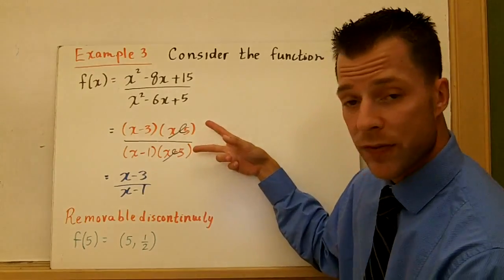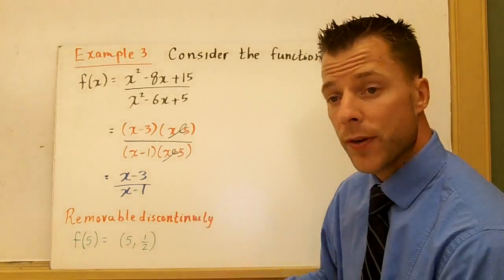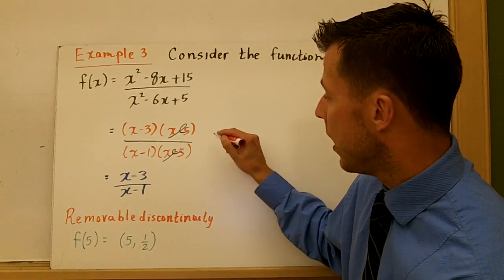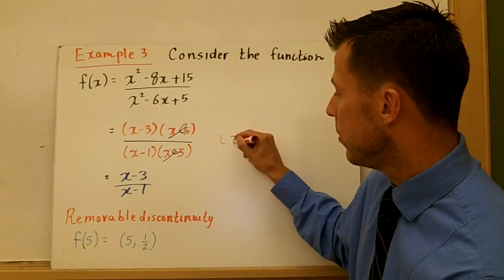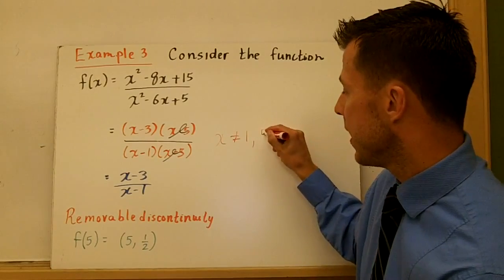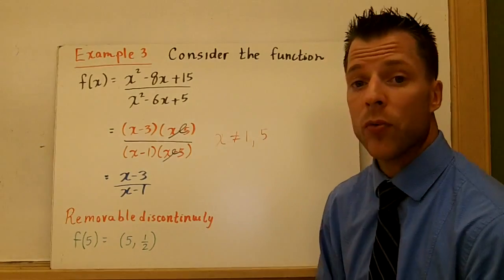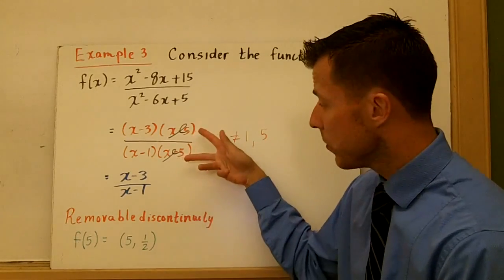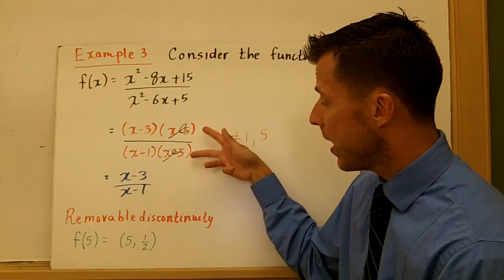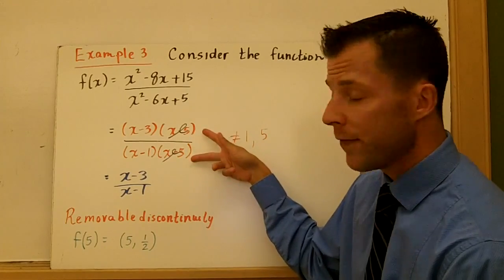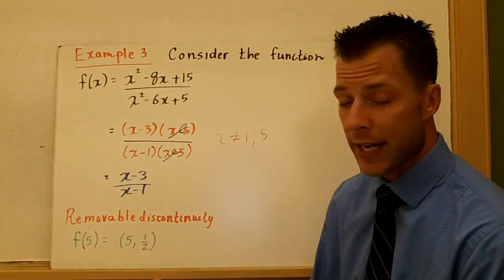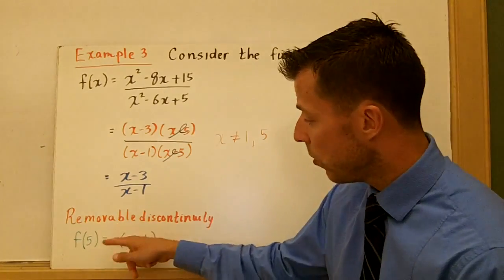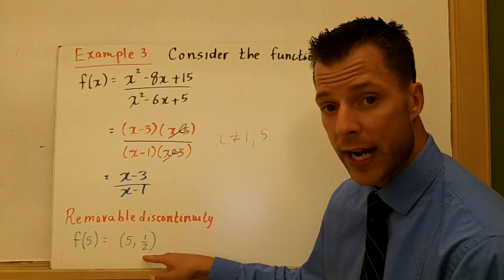So the x minus 5s can be removed. What would happen here is that we would have x cannot equal 1 and x cannot equal 5. However, we've removed the 5, because we have a simplified numerator and denominator. We have factors we can cancel out. So this is actually a removable discontinuity. There would be a hole. That hole would be at 5 comma 1/2.